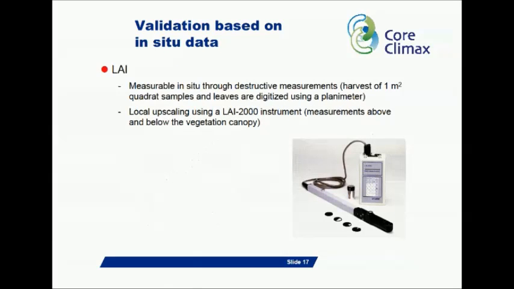Now let's switch to leaf area index. Here the technique is to cut vegetation, through destructive measurements. In general, you harvest 1 square meter of plant samples, and the leaf surface is digitized using a planimeter. Another way to do this kind of measurement is to use an instrument called LAI 2000. So you measure the incoming solar radiation above and below the vegetation canopy.